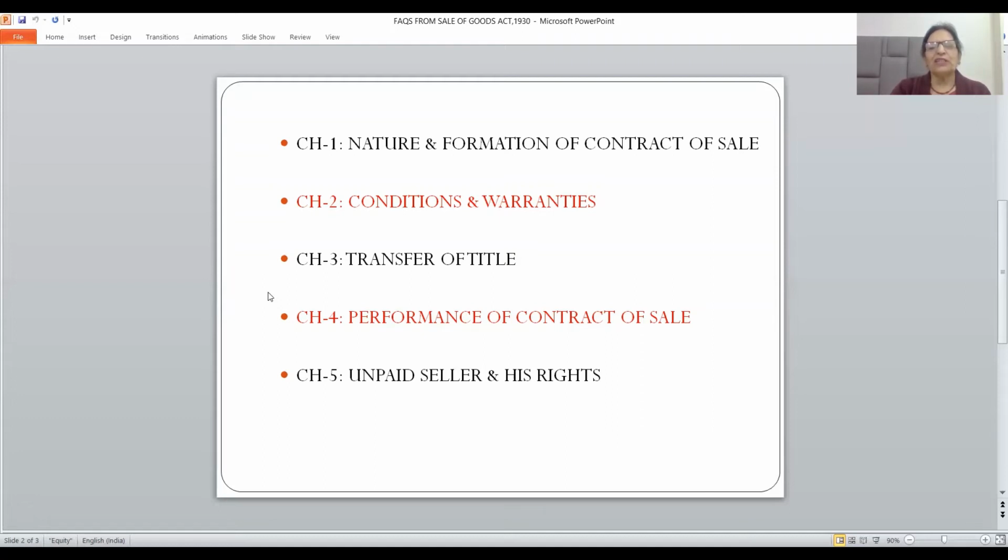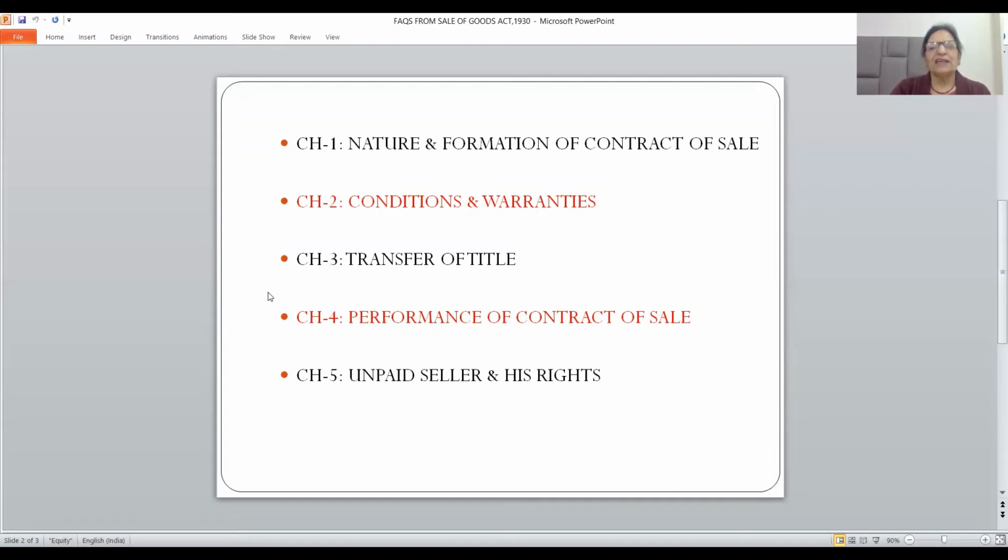How can the breach of condition be taken as a breach of warranty? There are 2 points regarding this, which you have to cover in your answer. First is the voluntary waiver. On voluntary basis, he wants to waive his right of rescission of contract. He wants to treat the breach of condition as a breach of warranty.